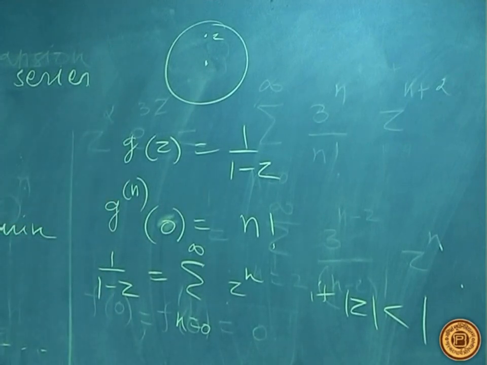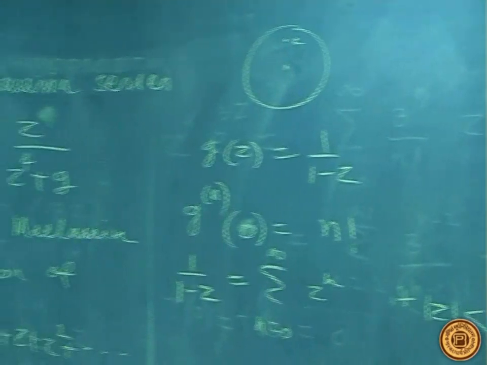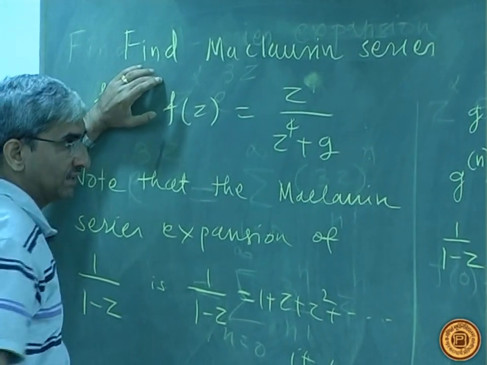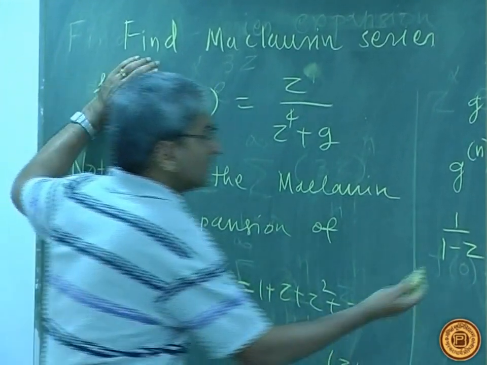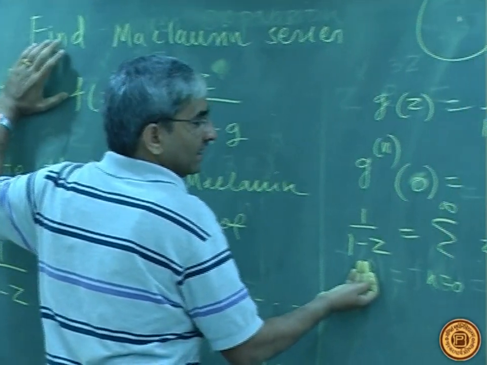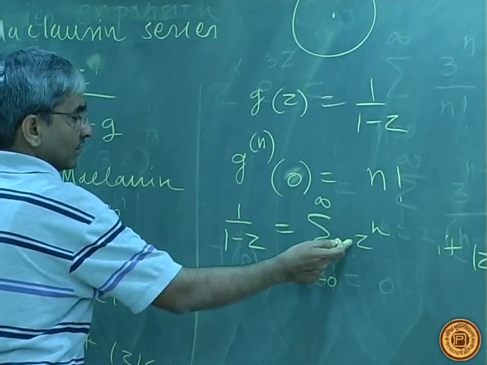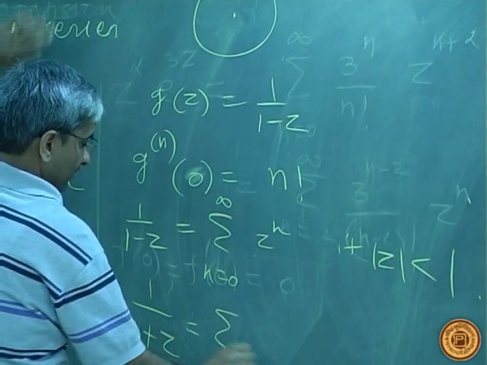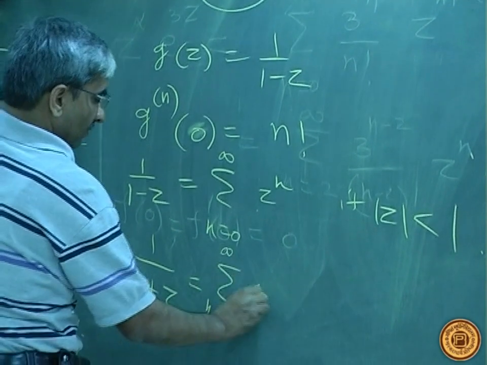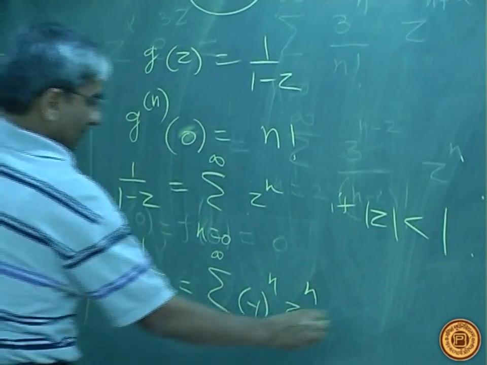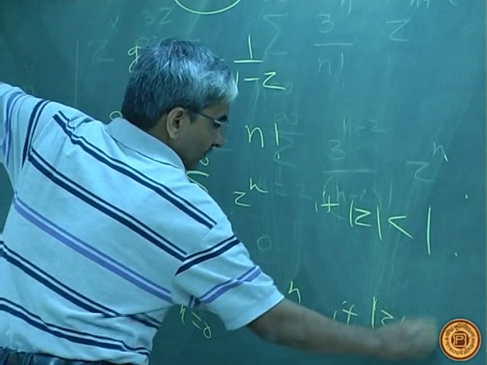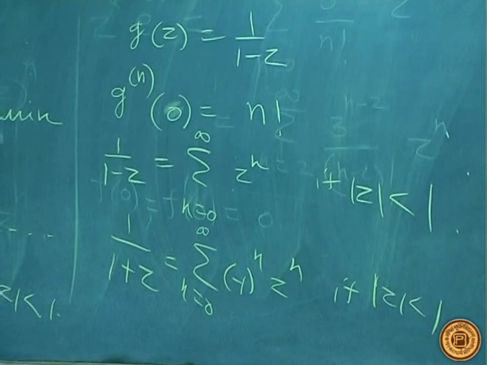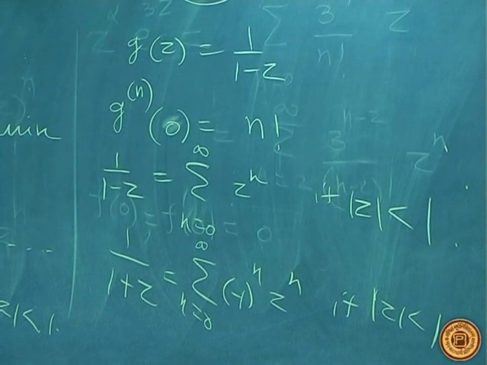Now coming back to our original function f(z), we have to use this and somehow express it in the form 1 over 1 minus z. You may put z equal to minus z and write the minus sign here. So you may have a similar expression, summation n from 0 to infinity of minus 1 to the power n z power n, if mod z is less than 1. Just put z equal to minus z in this. So this is also a useful formula and this may fit into that.